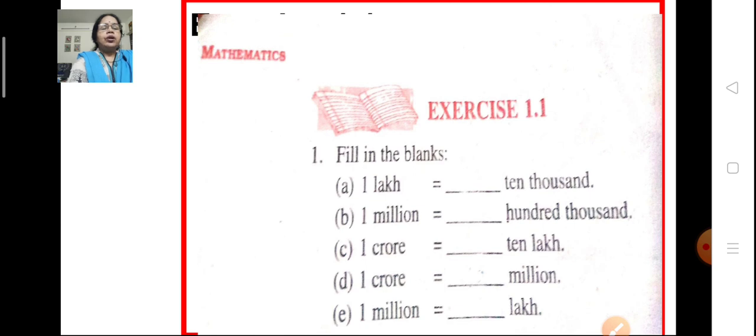D, 1 crore is equal to dash million. 1 crore is equal to how many millions? It is 10 millions. 10 millions make 1 crore. And E, 1 million is equal to dash lakh. That means how many lakhs make 1 million? 10 lakhs make 1 million. This question is based on the Indian and international system of numeration. You have to remember them properly. Children, I end this session here. In the next session, we will revise some more important questions and other important concepts of this chapter.